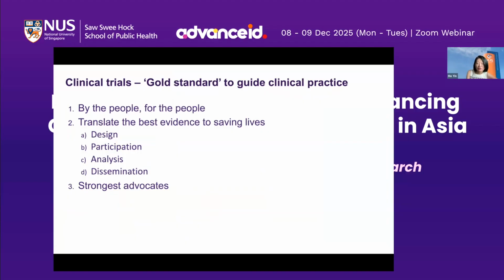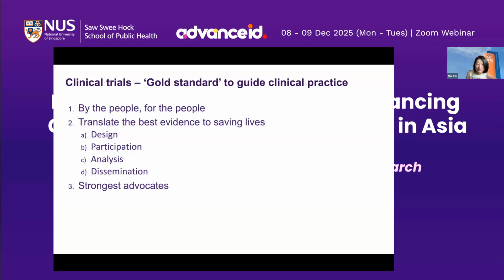So why we really want to focus on clinical trials and involving the community is that it is really the gold standard to guide clinical practice compared to observational studies or other simpler methodologies. And in our program here, we are not limited to antimicrobial resistance, we are not limited to infectious diseases, but we are here to talk about all clinical trials.